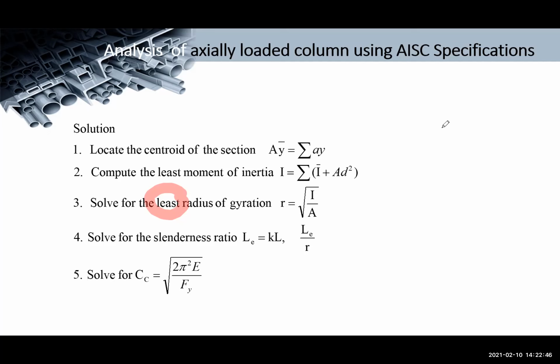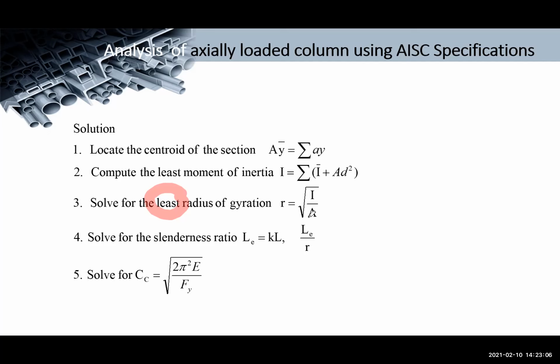Now, please take note, in drawing your cross-section, we have your X and Y axis. So, we will get two values, IX and IY. So, we will get two values, RX and RY. So, we need to choose the least. Kung mas maliit ba yung RX or yung RY, yun yung gagamitin natin, yung mas maliit.